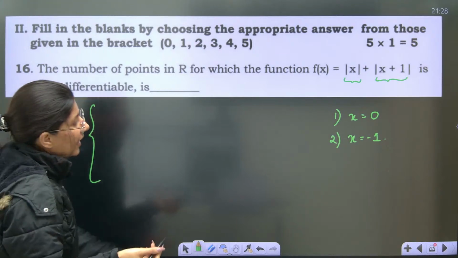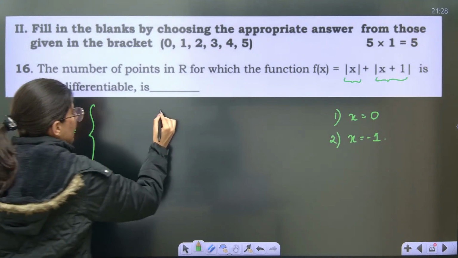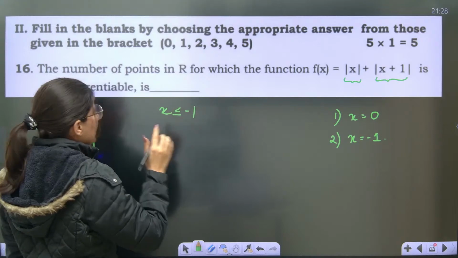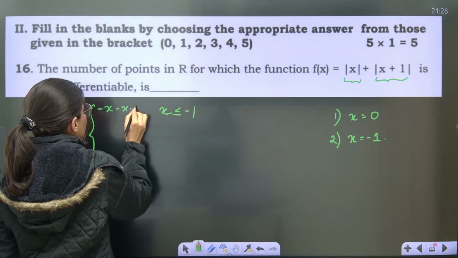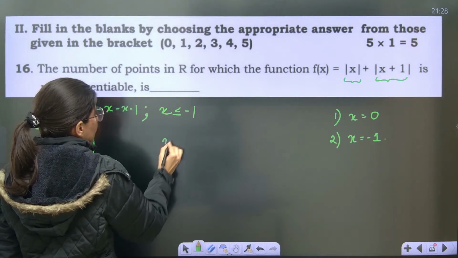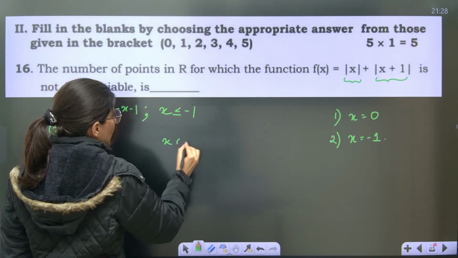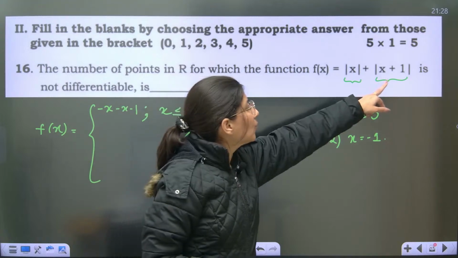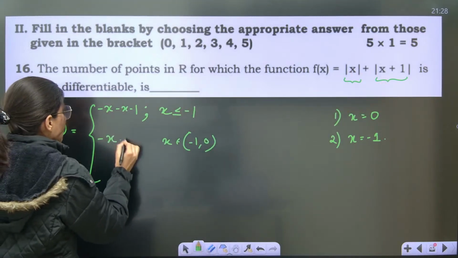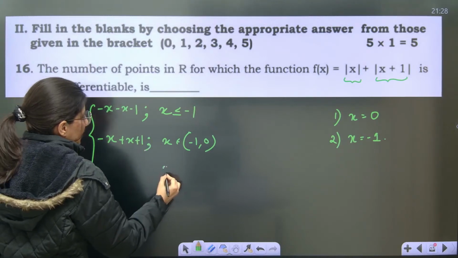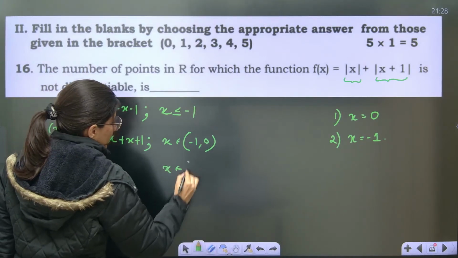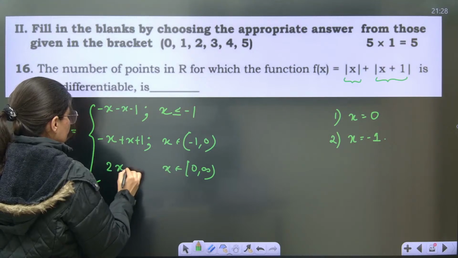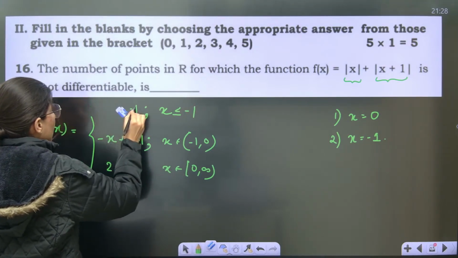So obviously x equals -1. So we need to check for when x is less than or equal to -1. When x is less than -1, both modulus will open with a negative sign. When x belongs to -1 to 0, this modulus will open with a positive sign, but this one with a negative, so -x plus 1. When x belongs to 0 to infinity, both modulus will open with a positive sign, 2x plus 1, and this is going to become -2x minus 1.